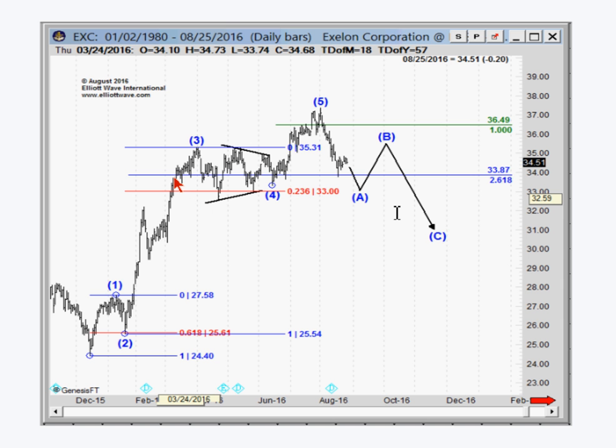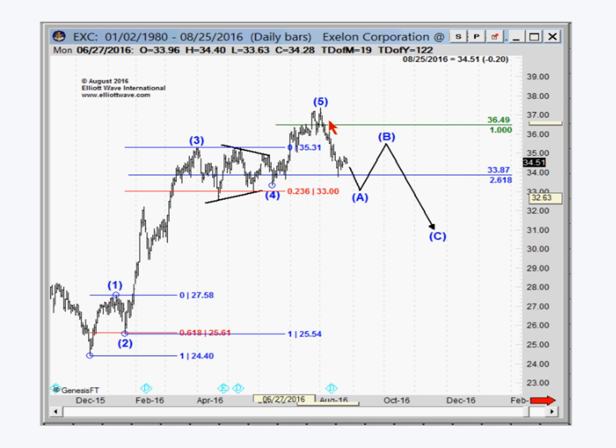Then we have a contracting triangle fourth wave, which ends at or near, say, the 236 retracement of the wave 3 advance. Typically the most common Fibonacci retracement we see in a fourth wave structure is actually a 382 retracement of the wave 3 advance. However, when wave 4 is very time consuming, as it is here because of the triangle, then the retracement many times is actually shallower than a 382 retracement.